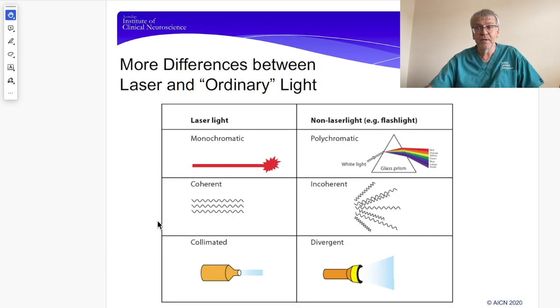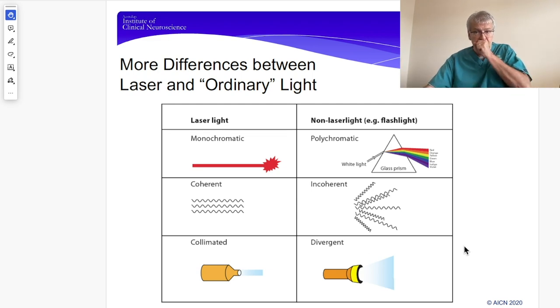So more differences, again, we're just going to continue to drive this home, because we have monochromatic against polychromatic, or the ability to produce a bunch of different colors or a bunch of different wavelengths. Coherent, where the waves are the same. Incoherent, where they're all over the place. Collimated and divergent. These are the differences that I've gone over before, but I thought this picture described them a little more clearly, so I thought I'd take you through this one too.